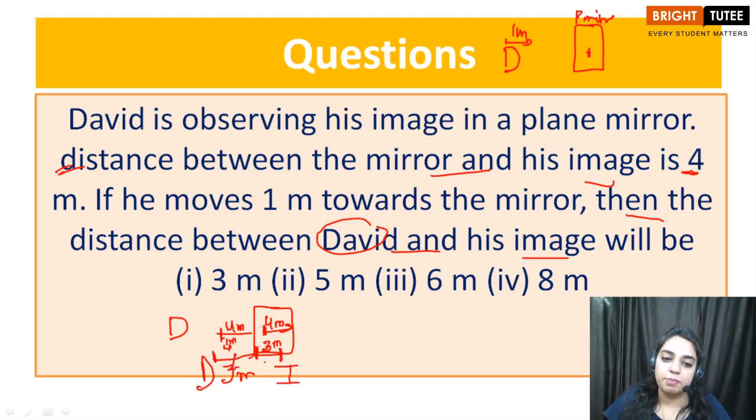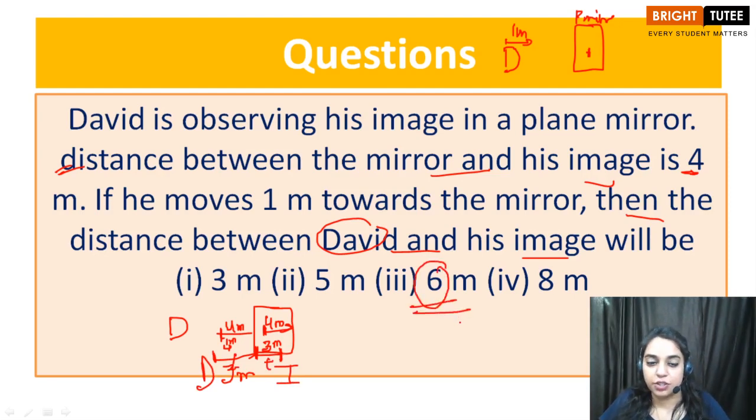So it means 3 plus 3. It is 6 meter will be the correct answer. Okay children, I really hope that you would have understood the question. I'll just repeat it once more.